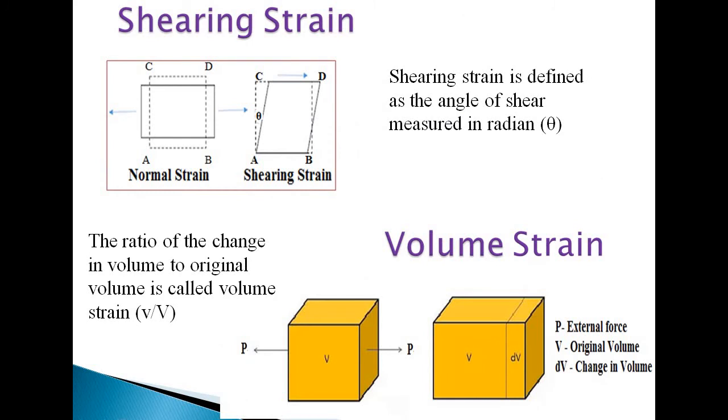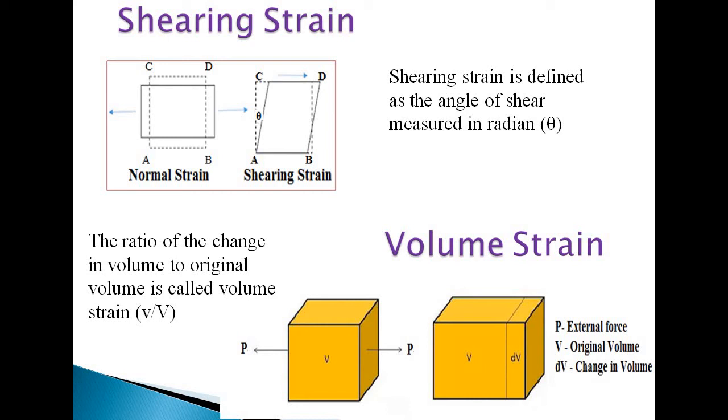Shearing strain. So, this is the second diagram. It shows the surface AB is fixed. A force is applied parallel to the surface CD. The body is sheared by an angle theta. The angle of shear theta, measured in radians, is called shearing strain.